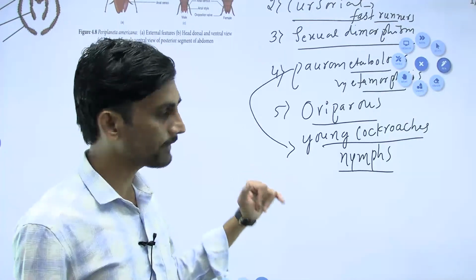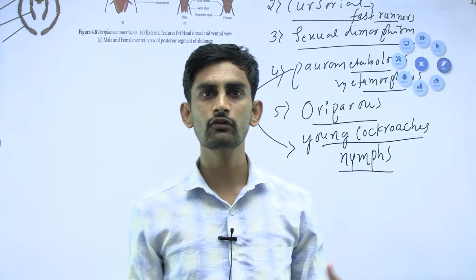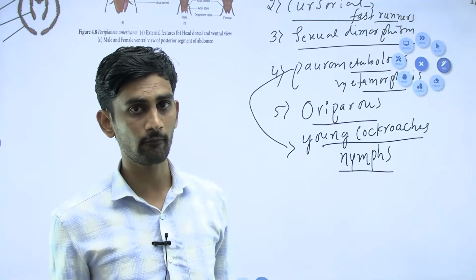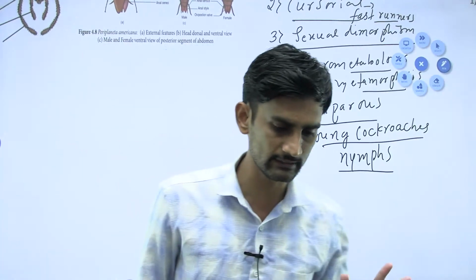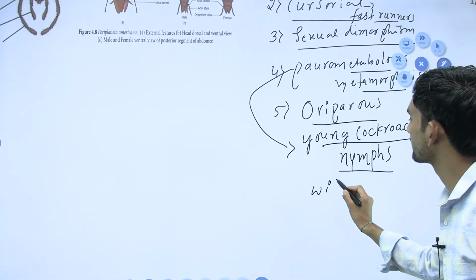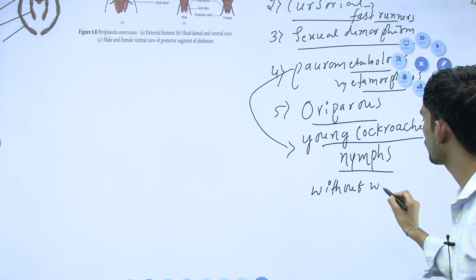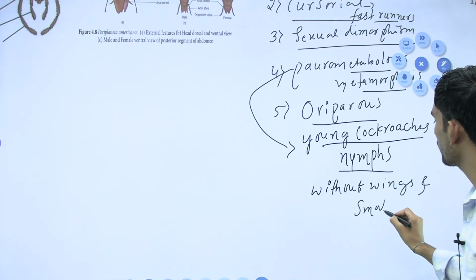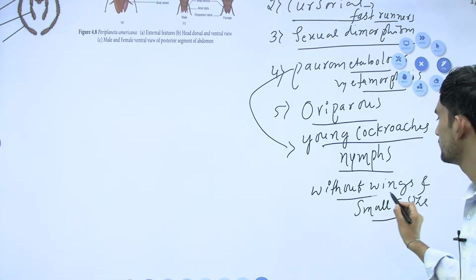So when you come across young cockroaches, how should we distinguish whether it is a young cockroach or an adult one? The first difference: after the egg hatches, through this paurometabolous type of metamorphosis, they become young cockroaches. Young cockroaches are without wings. They are very small in size and without wings.